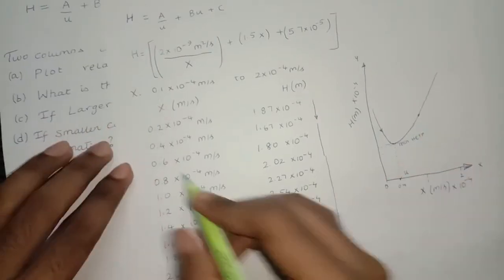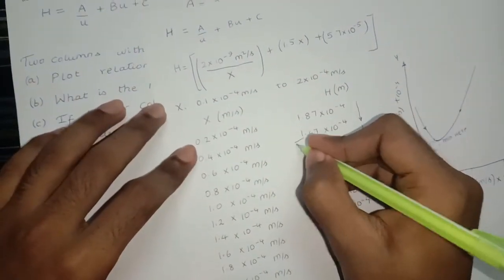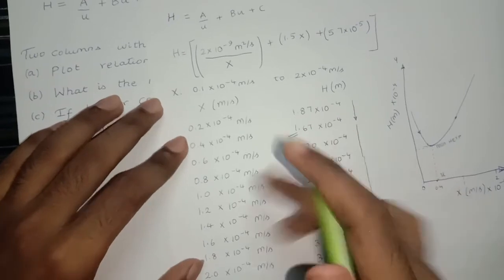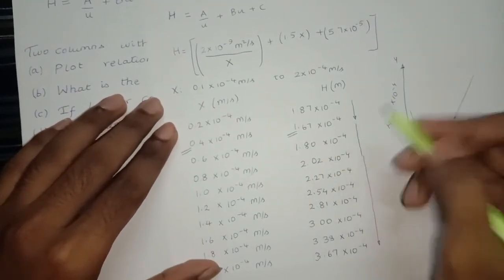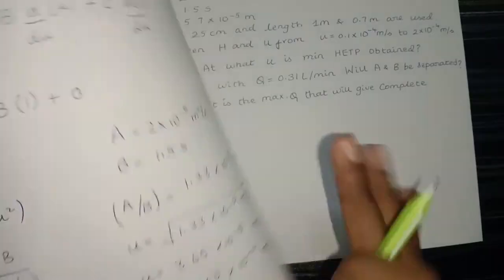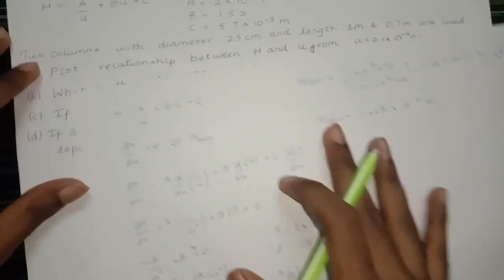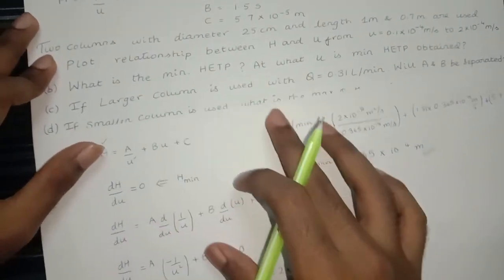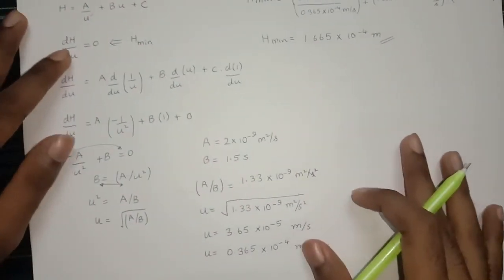So clearly we got H minimum 1.665, which is nothing but 1.67, and u 0.365, which is 0.4. We found this graphically and we verified it using the analytical method. So we solved part B, and we will solve part C and part D in the upcoming videos. Thank you.